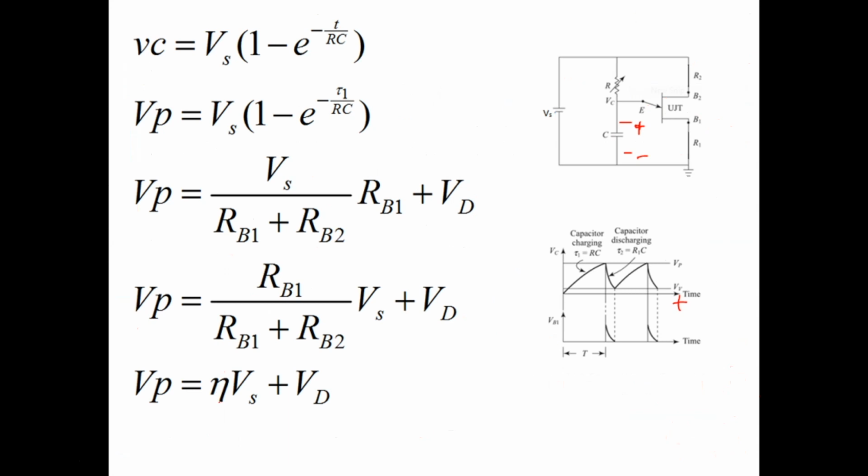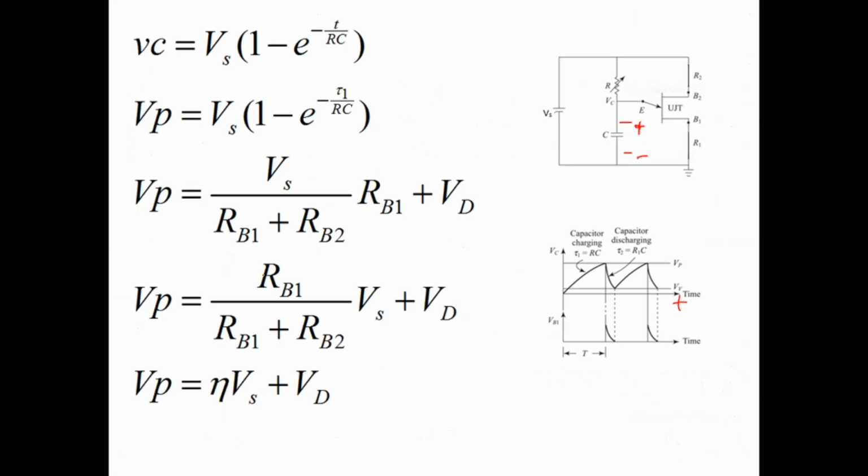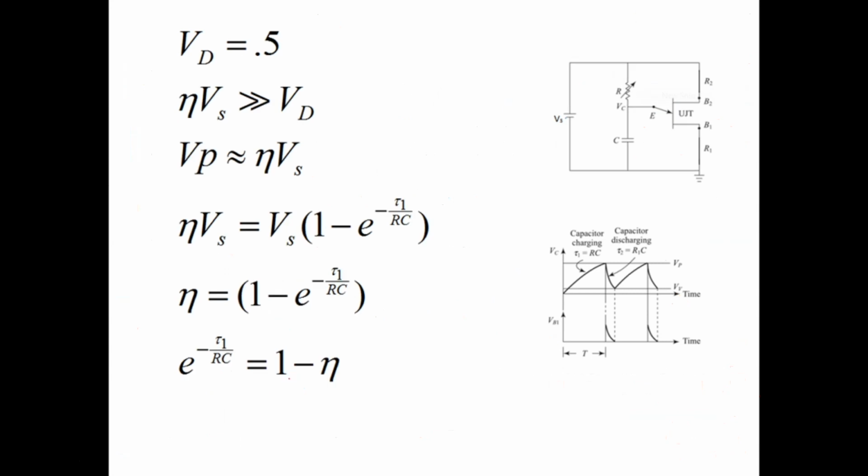The value of eta is 0.5 to 0.8, something near to that. Okay, so we got an equation: V peak is eta into Vs plus Vd. This value I will substitute here. So what is Vd? Vd is the diode drop. In a UJT it is 0.5. So eta into Vs is much more than Vd. It is only for simplification that we are neglecting the diode drop.